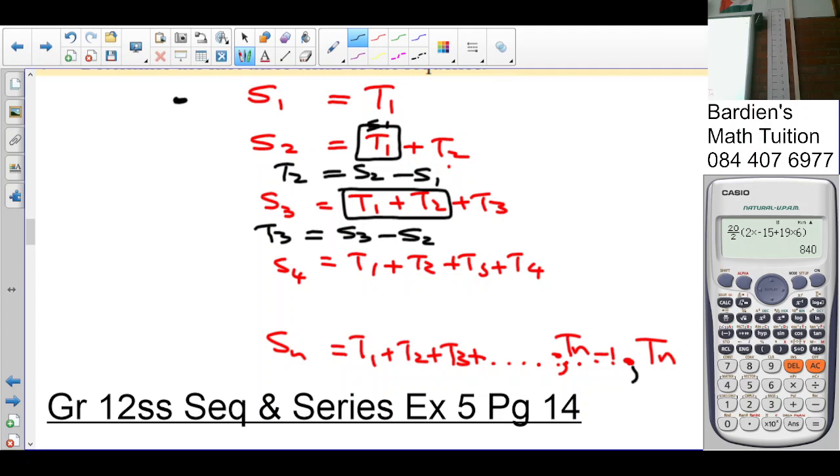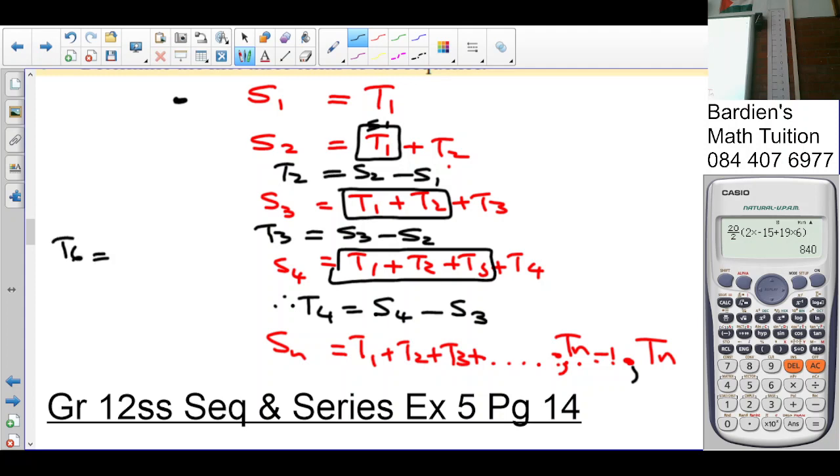What would T1 plus T2 plus T3 be? S3. So S4 is equal to S3 plus T4. So therefore, T4 is equal to S4 minus S3. Let's take it a step further. What would T6 be? It would be S6 minus S5.